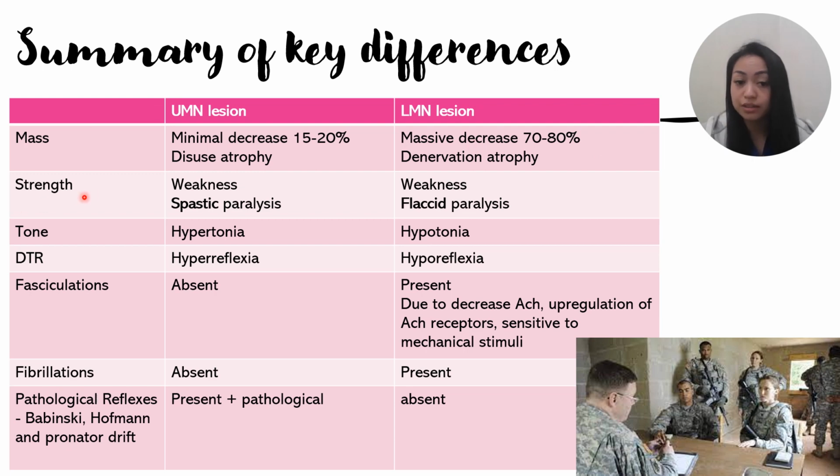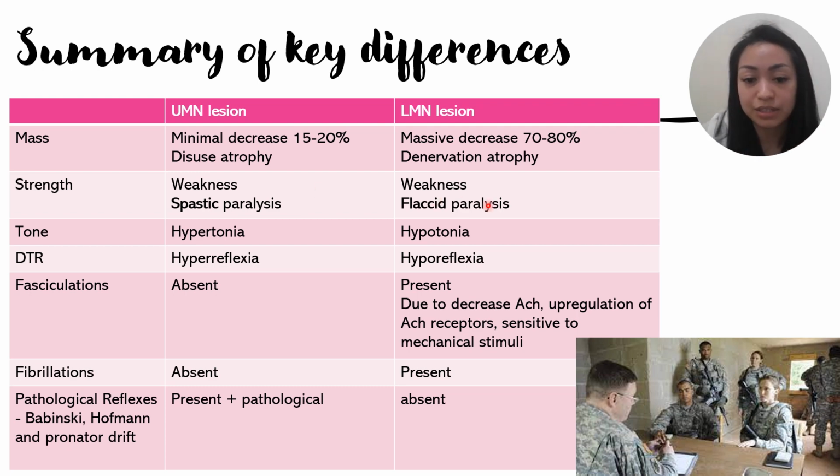In terms of strength, like muscular strength, again, for both of them, we're going to see weakness or paralysis, but we're seeing two different types of paralysis. For upper motor neuron lesions, it's spastic paralysis. For lower motor neuron lesions, it's flaccid paralysis.